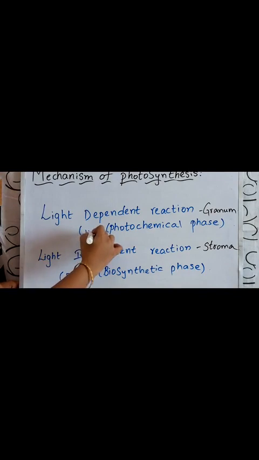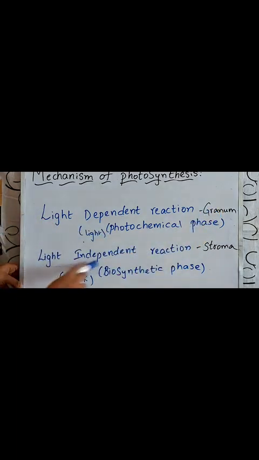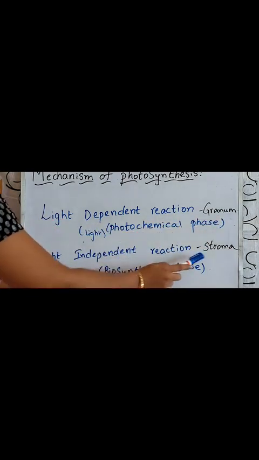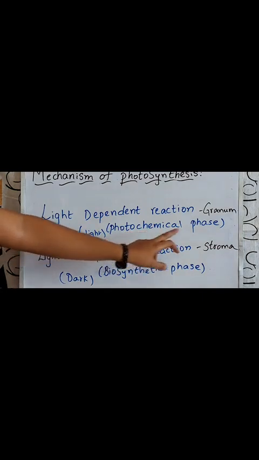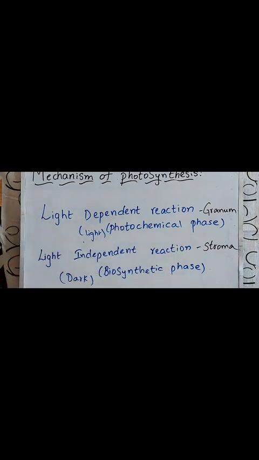So these are light dependent reactions, and these will take place in a specialized structure called granum in chloroplast. Light independent reactions, meaning dark reactions, will take place in the stroma of chloroplast. Please note down students, light dependent reaction takes place in granum, light independent reactions take place in stroma. Light dependent reaction is also known as photochemical phase. Light independent reaction is also known as biosynthetic phase. Note it down.